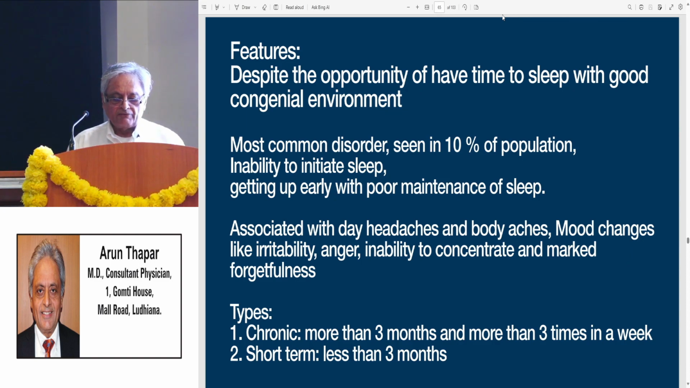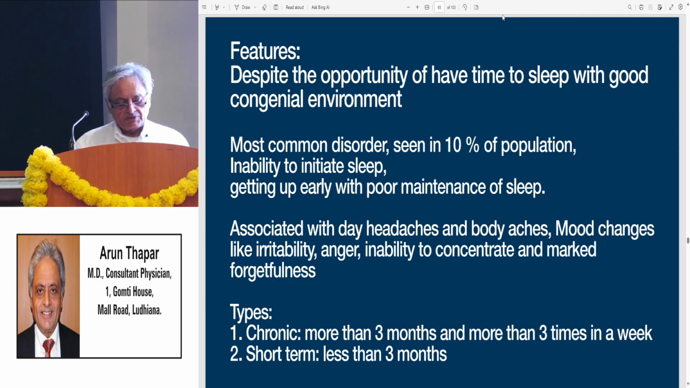And what are the features? Despite the opportunity to have time to sleep, that's a diagnosis, that's a definition. Despite the opportunity to have time to sleep in a congenial environment, the sleep is not there. It is the most common disorder seen in the population, around 10% of the population, with inability to initiate sleep. Getting up early with poor maintenance of sleep. It is associated with daytime headaches, body aches, mood changes like irritability, anger, inability to concentrate, and marked forgetfulness.